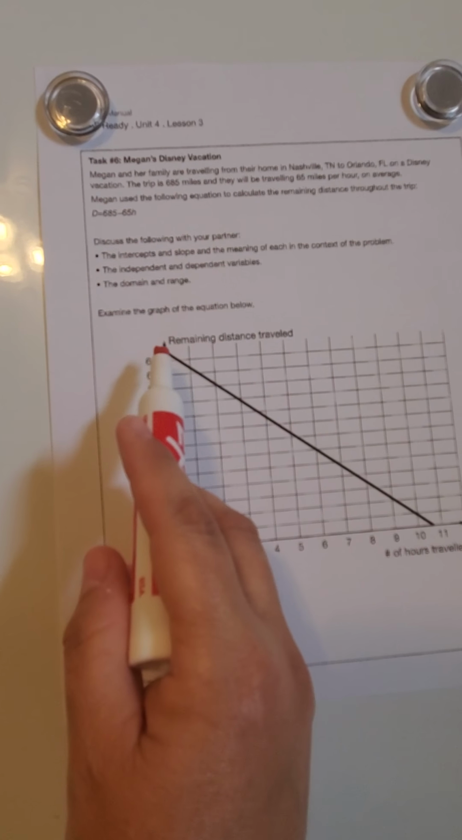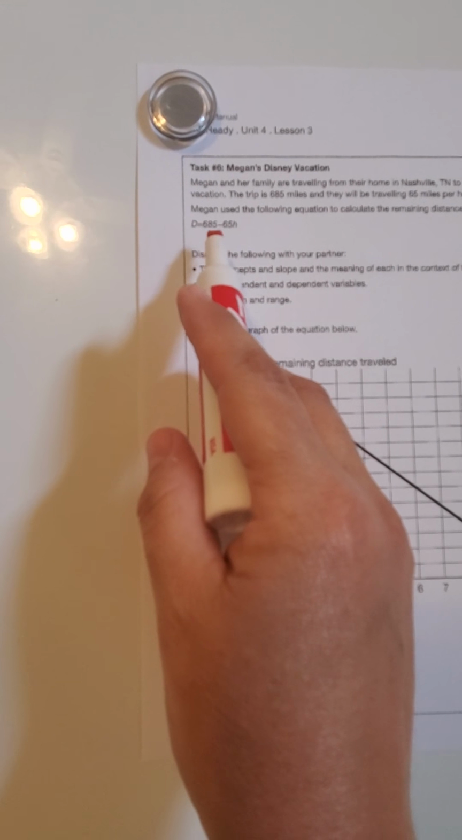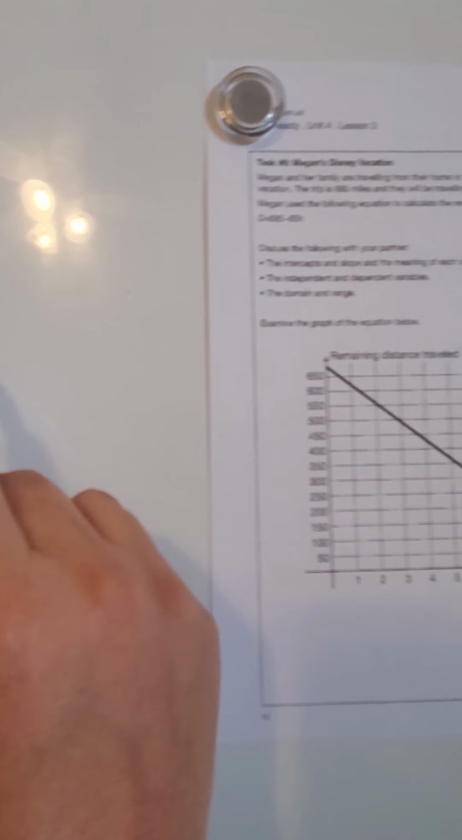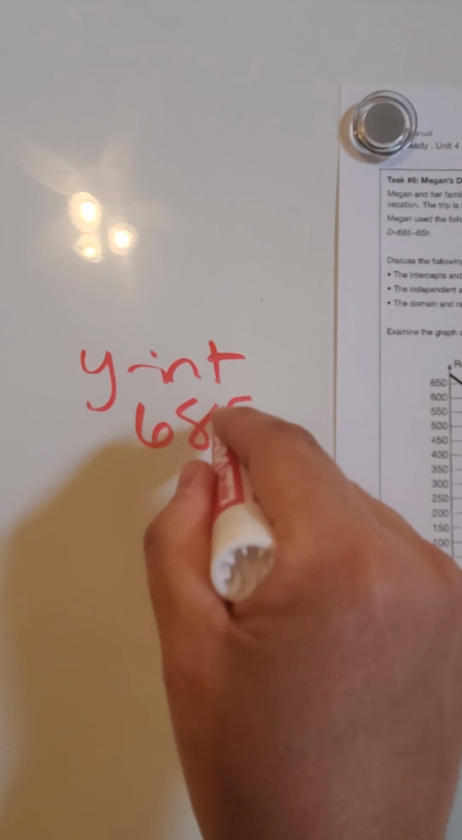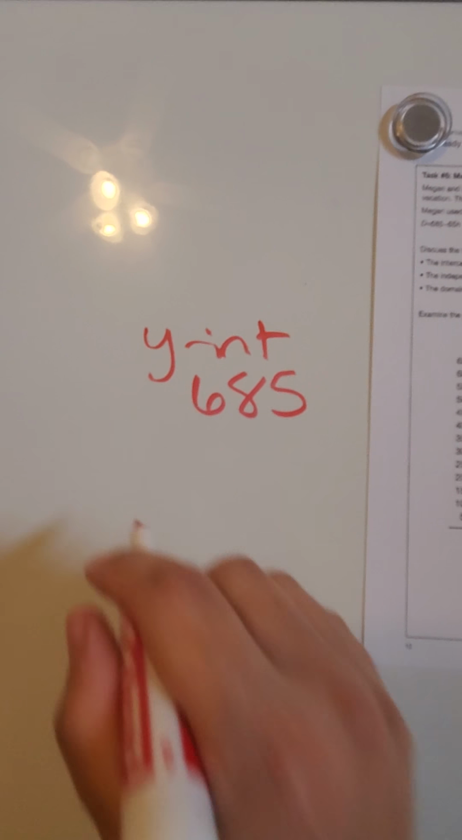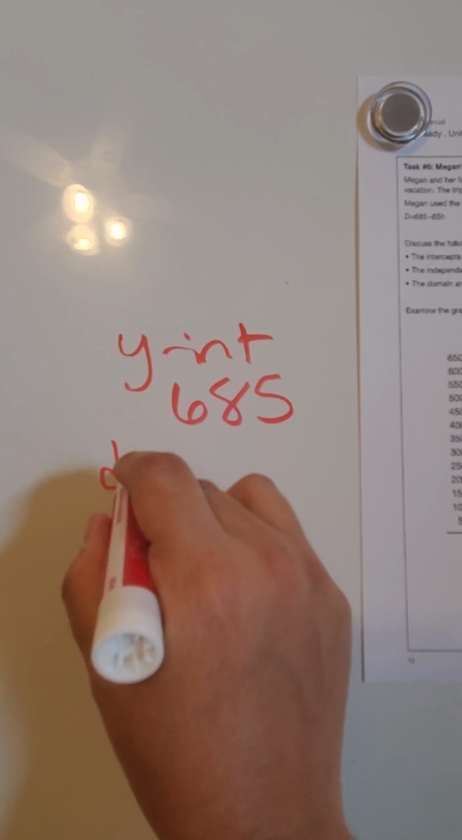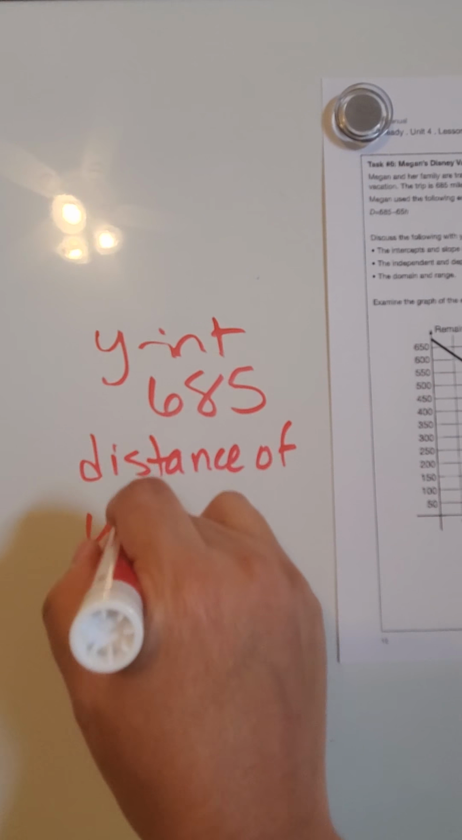If we notice, this would be our y-intercept, and if we look at our equation up here, it says 685. So our y-intercept is 685. That is the distance of the whole trip, right?